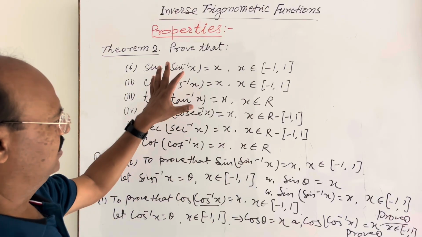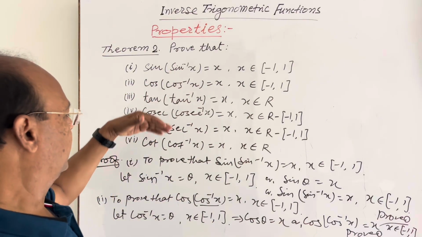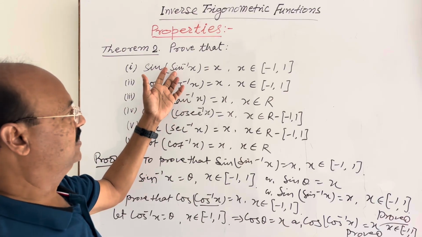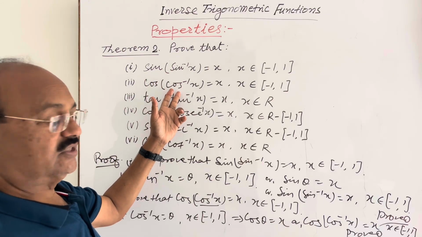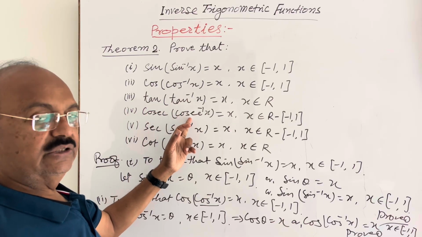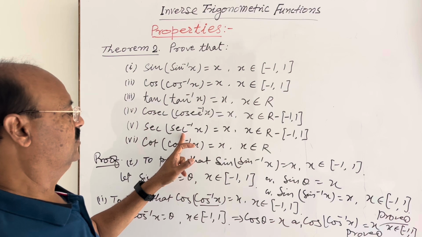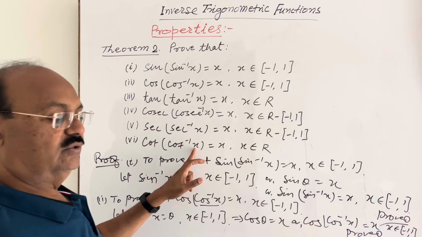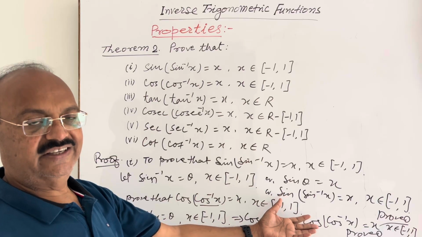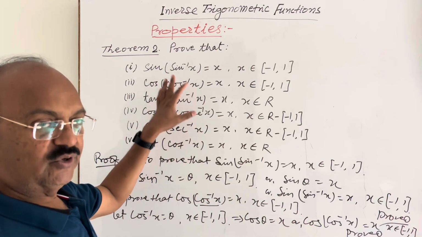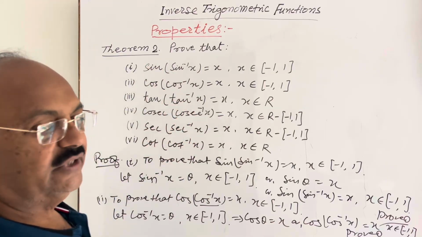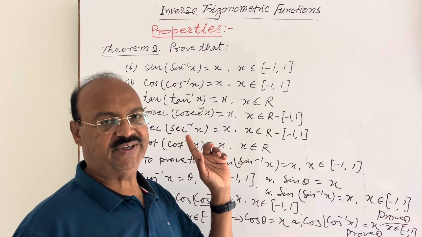So these are very similar proofs, exactly the same pattern. Just we have to put sine inverse x is equal to theta, cos inverse x is equal to theta, tan inverse x is equal to theta, cosec inverse x is equal to theta, sec inverse x is equal to theta, and cot inverse x is equal to theta, and we'll proceed similarly. We'll get the result very easily. But the formulas are very important, so you are supposed to remember these formulas. These are very useful in solving the problems from this chapter.